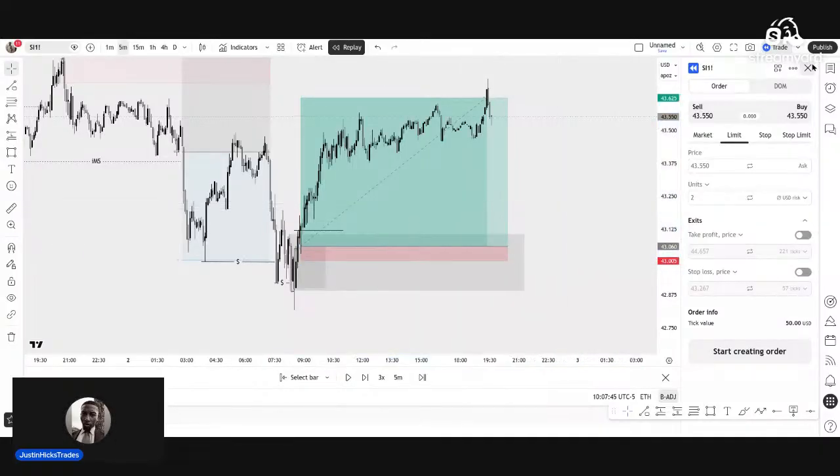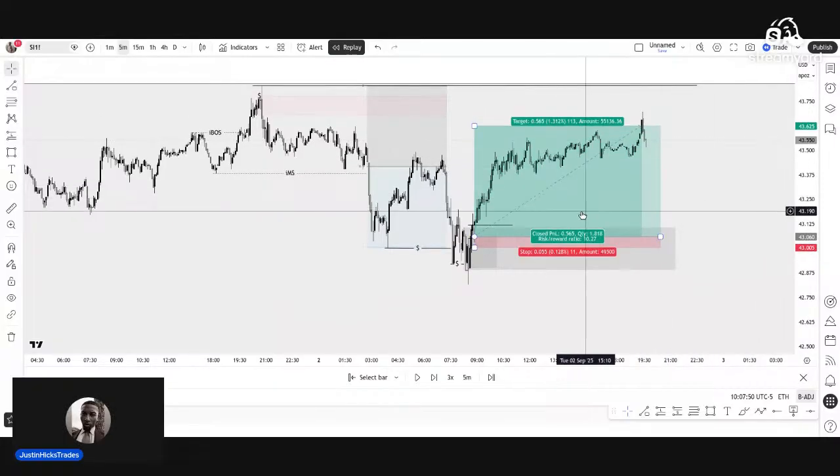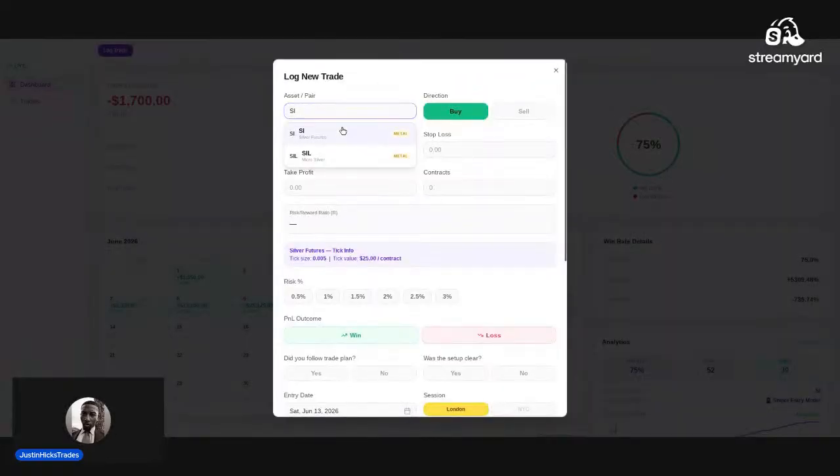So yeah, I can actually go and document this one as well. So let's go here. Let's document this. Enter for a buy. My entry price was 43060. My stop loss was 43005. My take profit was 43625.